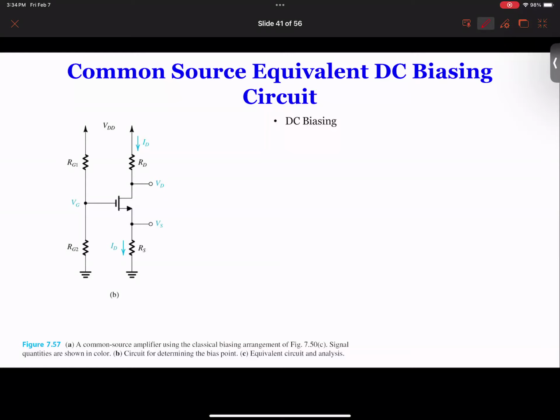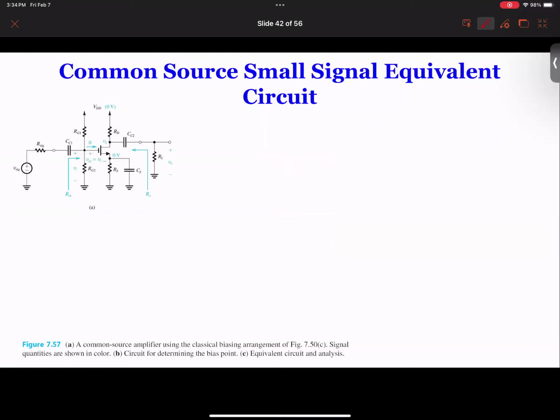And from here we can calculate GM, we can calculate RO, and so on. So basically, those two are calculated from VGS, and VGS is calculated by doing the voltage divider. Okay. So now you can find the equation to calculate these numbers. So from here, we can further derive the small signal circuit.